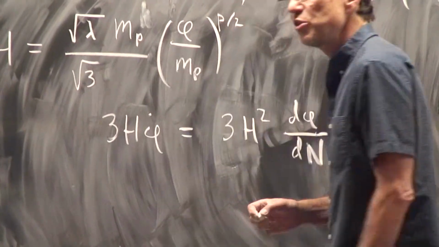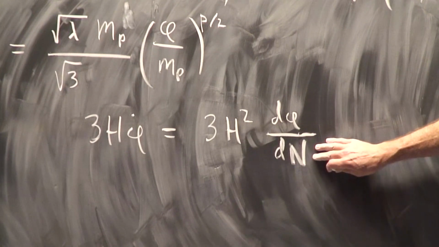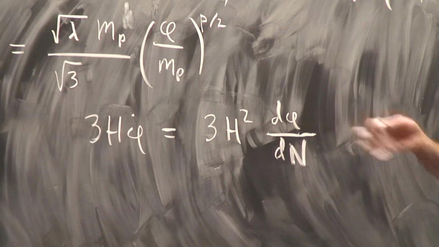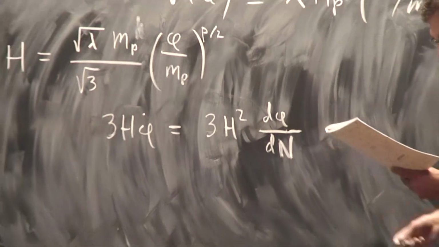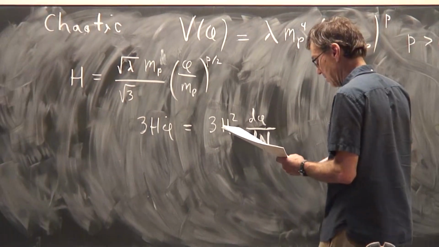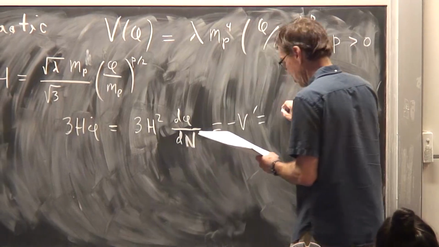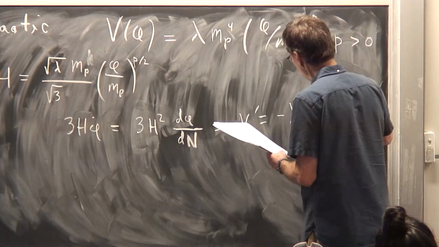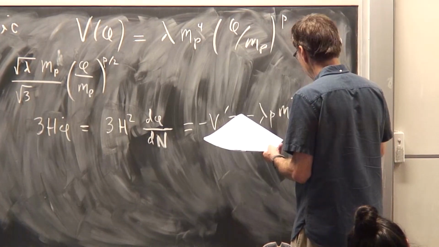And if you ever do things numerically, you'll find that N is a much nicer variable to work with than t, because it's only changing by 60, whereas t could change by many orders of magnitude, and that's not convenient when you're doing things numerically. So this is minus V prime, which is minus lambda p m Planck cubed, phi over m_p to the p minus 1.